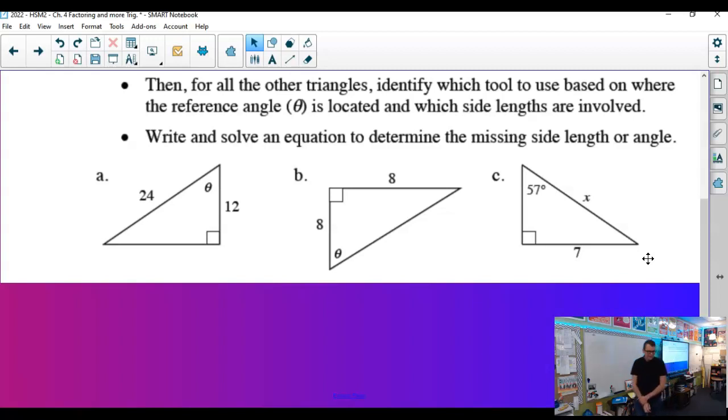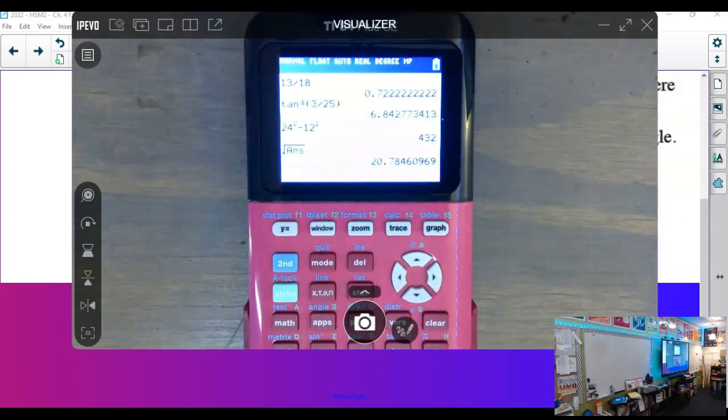You don't have to have this stuff memorized yet, but by the time you need to have it memorized, or we start actually learning it, I want you to already be comfortable with it. 24 squared minus 12 squared is 20.78. Yeah, and then the square root of that. So 20.78. How does that compare to 12?